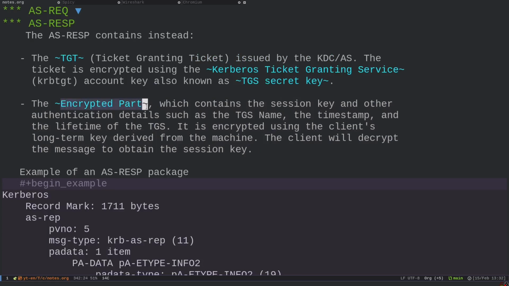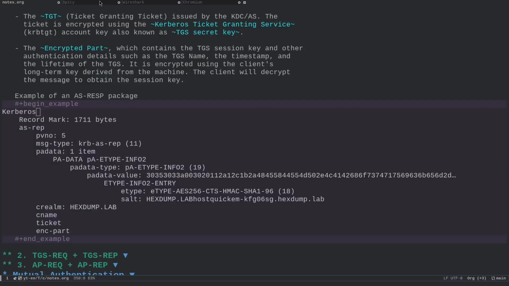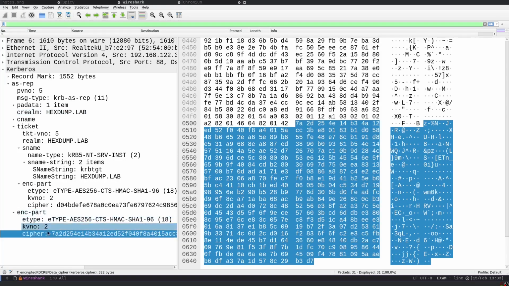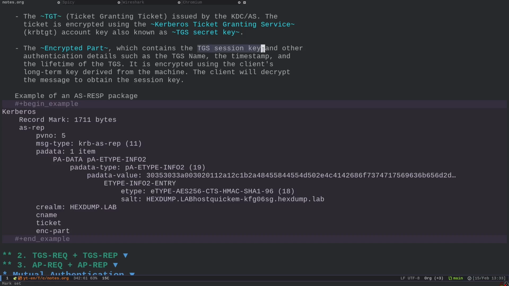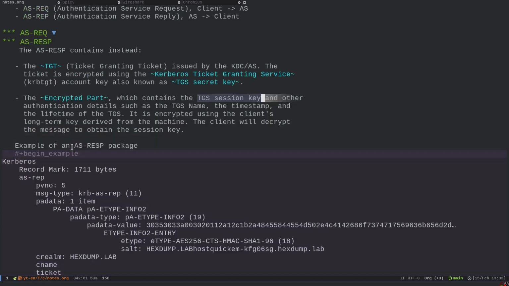So the most important thing that this encrypted part contains is the TGS session key. The idea is that the client will receive this encrypted part, decrypt it, and the most important thing that it will find in the decrypted part is the TGS session key, which the client is going to use in the next message, the TGS-REQ message. So at this point, we have AS-REQ to authenticate the client, AS-REP to obtain the TGT and to obtain the TGS session key, which is different from the TGS secret key.